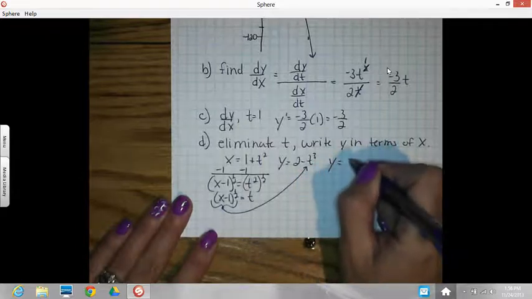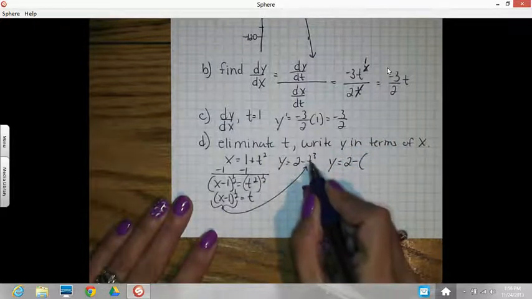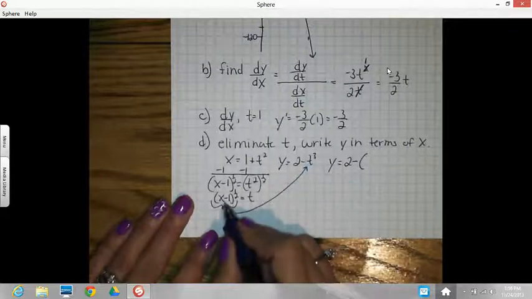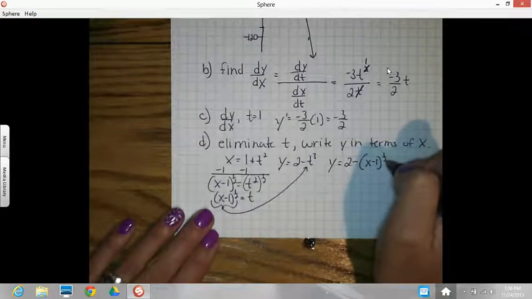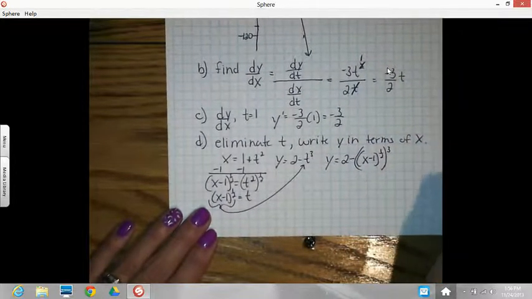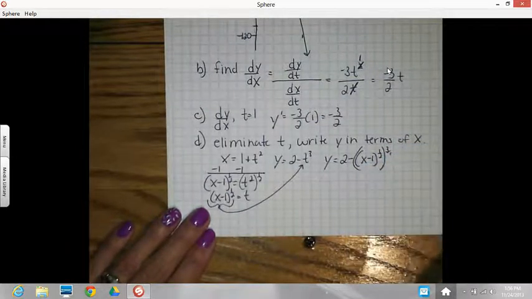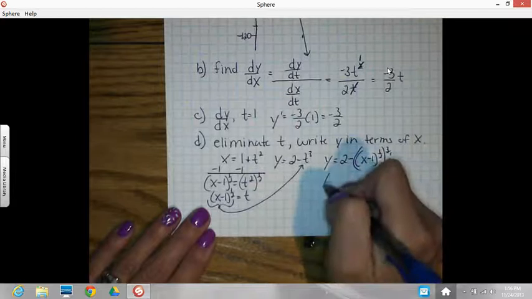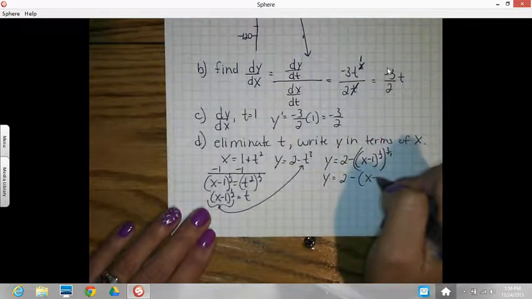So y equals 2 minus the t, whatever t is, I need to cube it. And well, t is x minus 1 to the 1/2, and I've got to cube that quantity. Well, all that means for me is just multiply these exponents together. Think of that as 3 over 1. So y equals 2 minus x minus 1 to the 3/2.